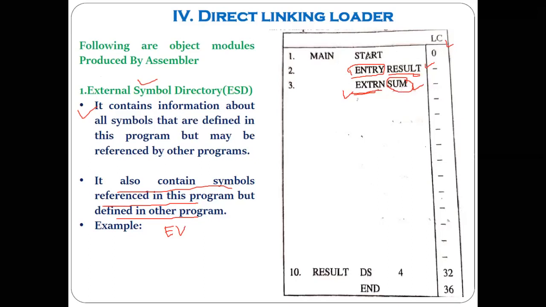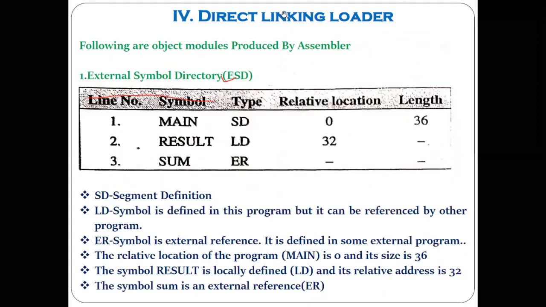So generally, the first kind of object module produced by the assembler is the external symbol directory. It contains two kinds of information: the publicly declared variables and the external variables regarding a certain program. You can observe here, the external symbol directory looks like this. It consists of the line numbers, symbols, type, their relative locations, and the length. The different symbols which are part of our program are main, result, and sum.